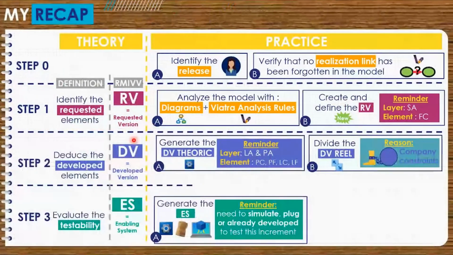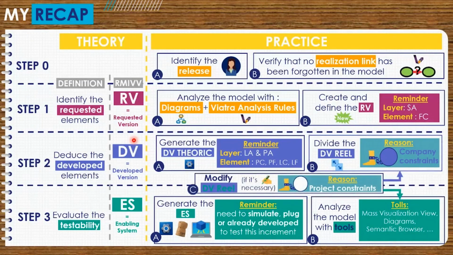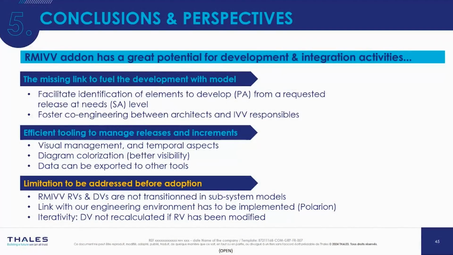Now our IVV manager has all the tools and methods he needs to analyze the model and then modify the increments, which are, I remind you, in our developed version real. Here, our IVV manager can take into account both company and project constraints. And in conclusion, the RMIVV add-on has a great potential for development and integration activities.